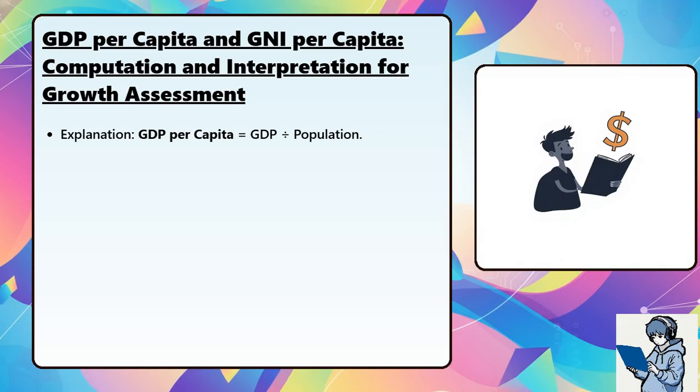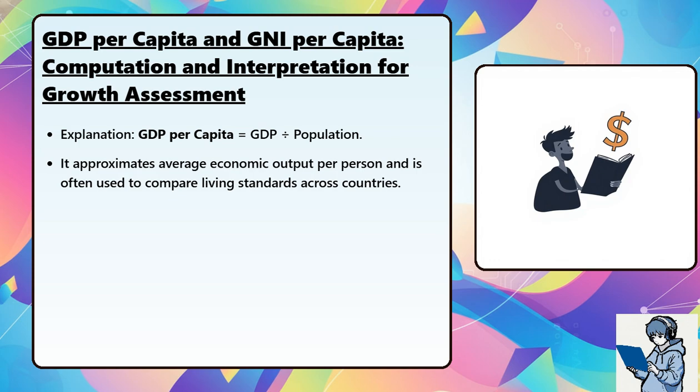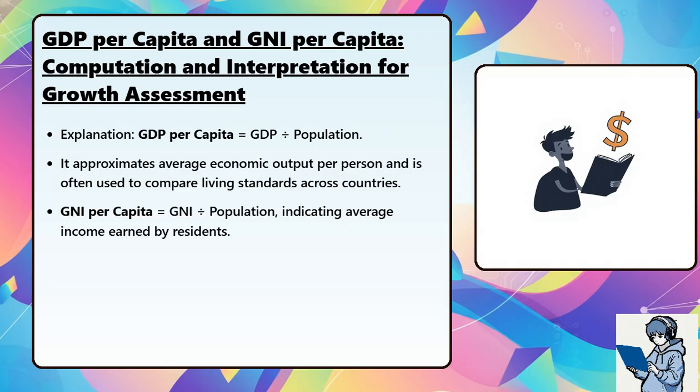GDP per capita equals GDP divided by population. It approximates average economic output per person and is often used to compare living standards across countries. GNI per capita equals GNI divided by population, indicating average income earned by residents.